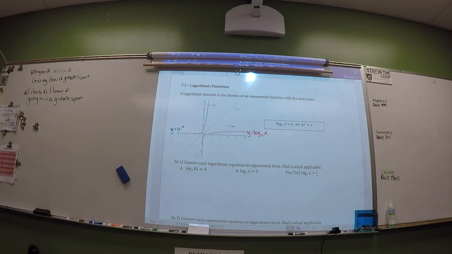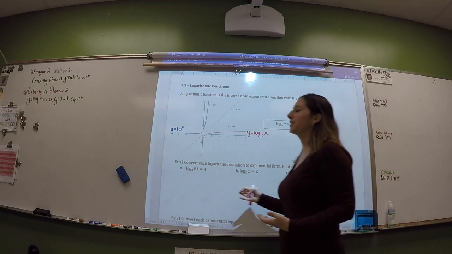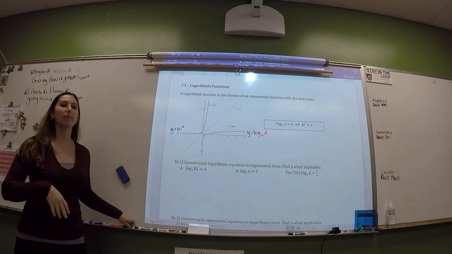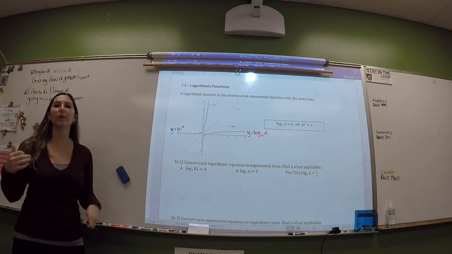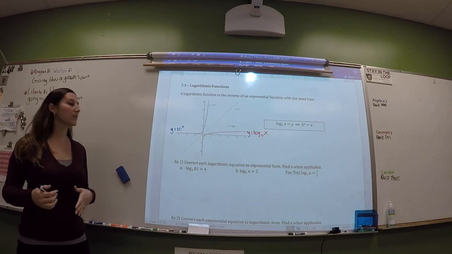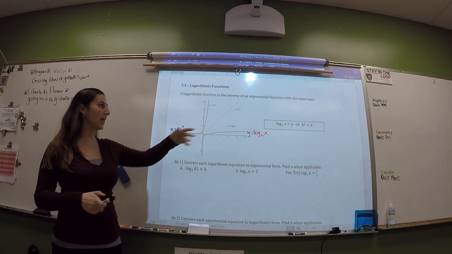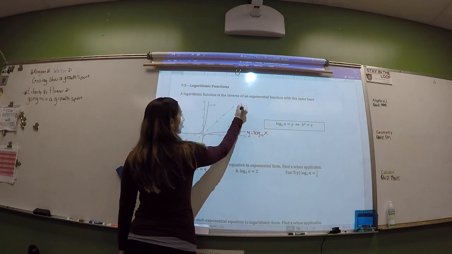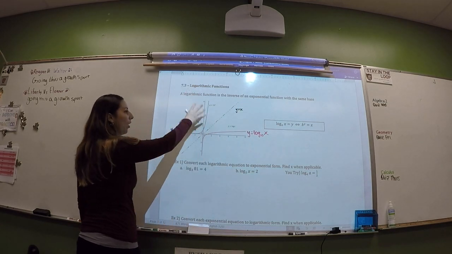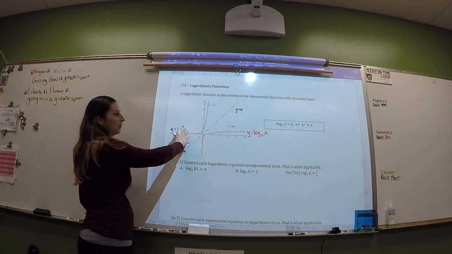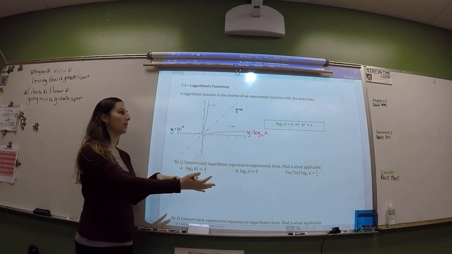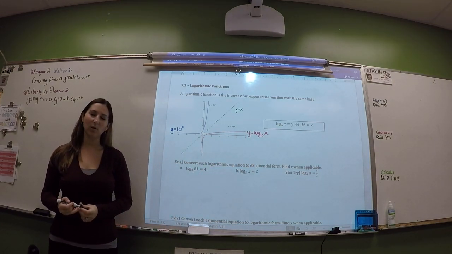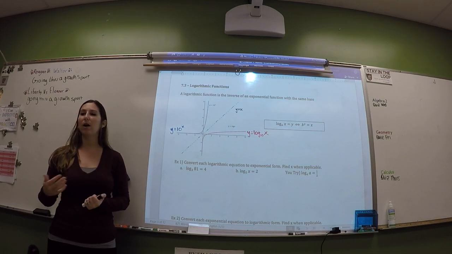Alright, so by definition, the logarithm is the inverse of an exponential function. I don't know if you remember, but before we left for break in chapter 6, we learned what inverses were. The inverse of a function is what you get when you reflect the function across the line y equals x. If you take all the points on the blue exponential function and reflect each of them across the line y equals x, you get this red function. That red function is a logarithm, or a logarithmic function. Okay, so that's what a logarithm is.